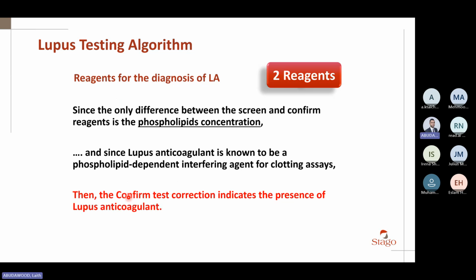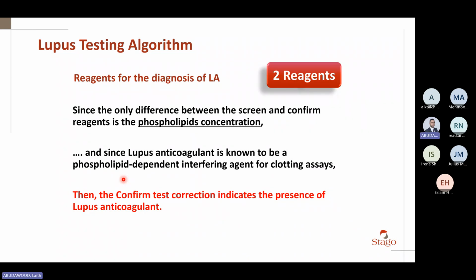Now, this is pretty much a summary of what I have just explained to you. The only difference between the screen and confirm is the phospholipid concentration. Screen has very little, confirm has a lot. And since lupus anticoagulant is the only inhibitor that we really know of that is phospholipid dependent, it relies on the amount of phospholipid in the sample or reagent.